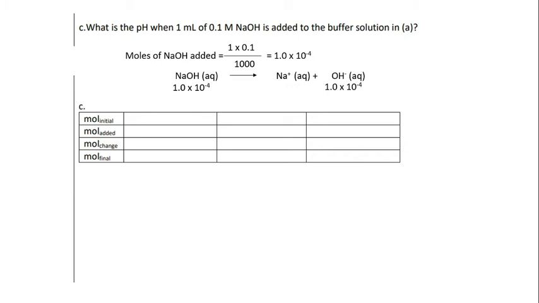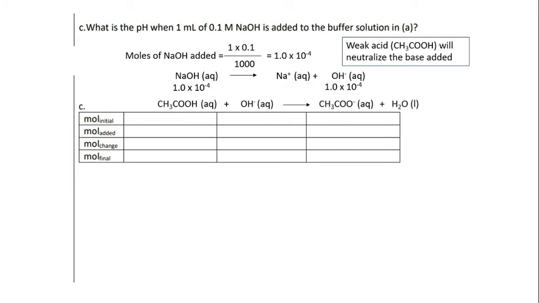Since D is an acidic buffer solution, if strong base is added, the weak acid CH3COOH will react to neutralize the base added. So we write the equation between CH3COOH and OH minus. The product will be CH3COO minus and H2O. For initial mole, we will calculate for CH3COOH 1 times 0.3 equal to 0.3, CH3COO minus 1 times 0.1 equal to 0.1.